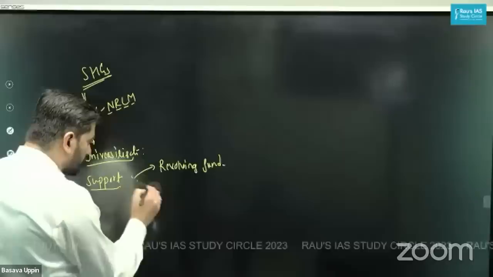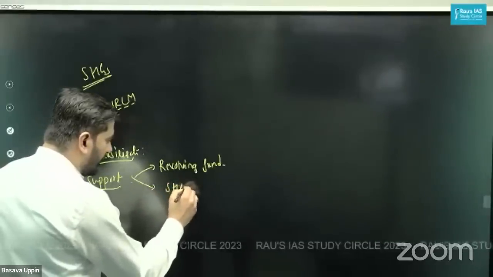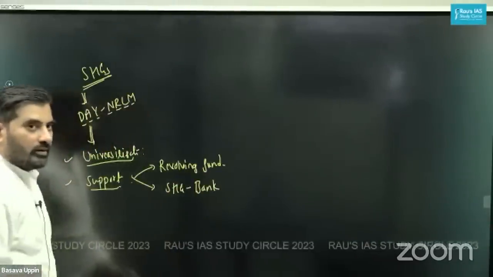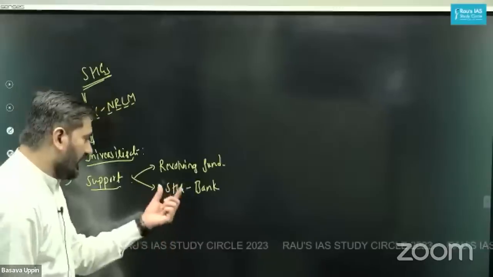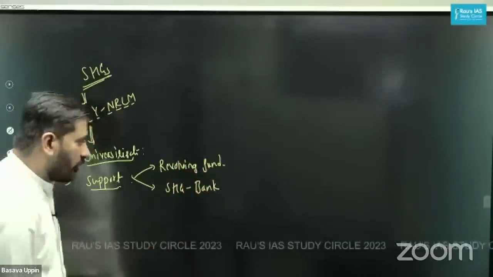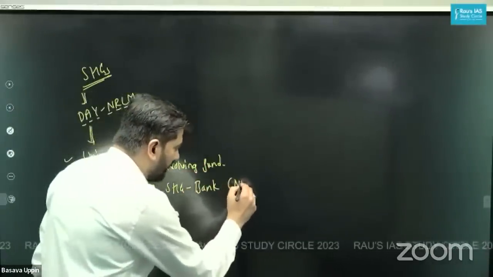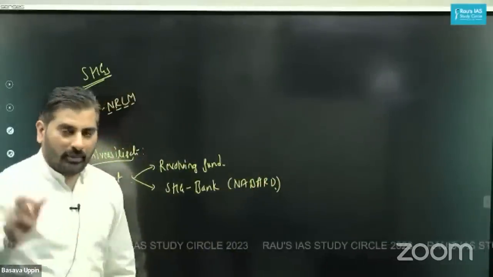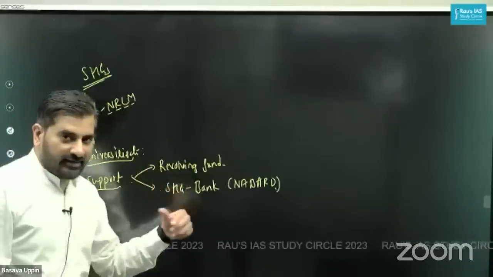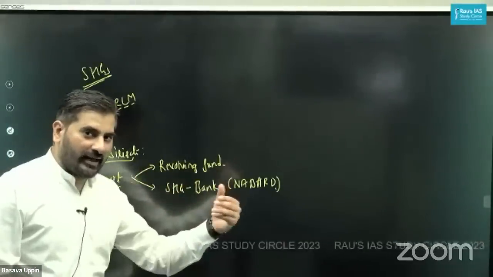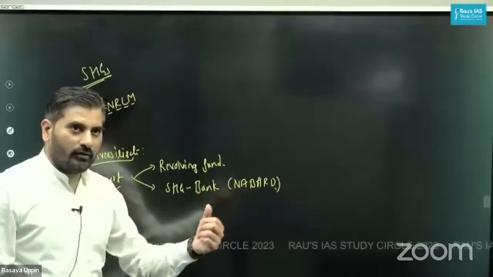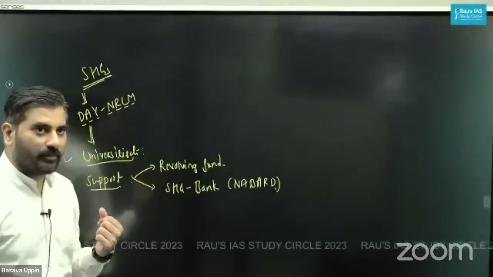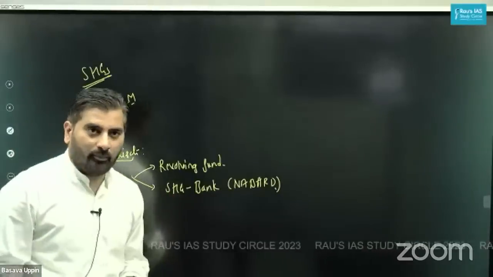Second, government has created a linkage between SHG and bank. So we have a program called the SHG Bank Linkage Program. This particular program is right now implemented by NABARD. So NABARD ensures that each and every SHG which is formed in India has access to banks. So the bank will be able to give a sufficient amount of credit to the SHG. So this is the second component.